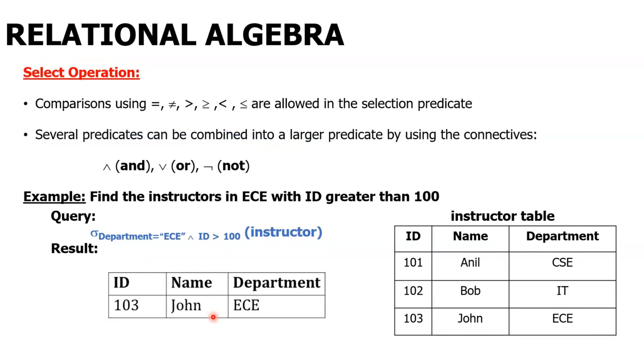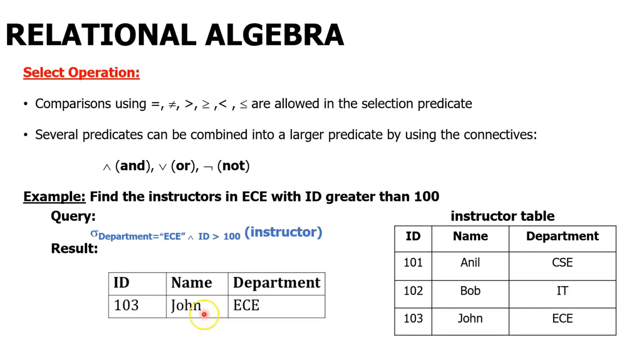Coming to the select operation, we have other different methods for comparison. If you want to process the condition by applying a comparison, we have used is equal to. We can also process greater than, less than, greater than or equal to, or not equal to.